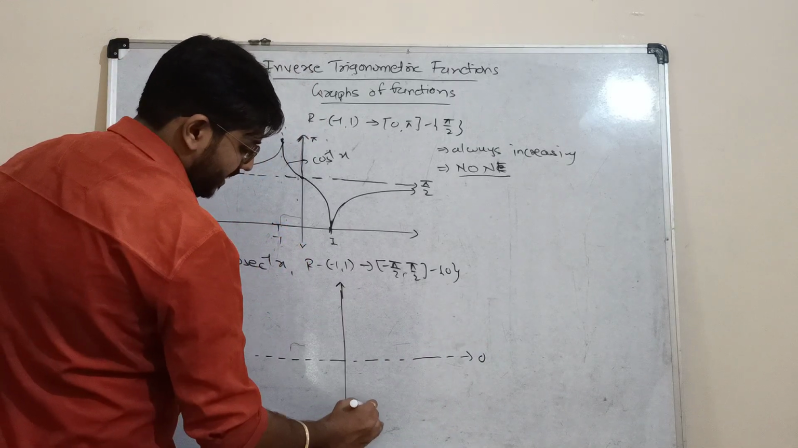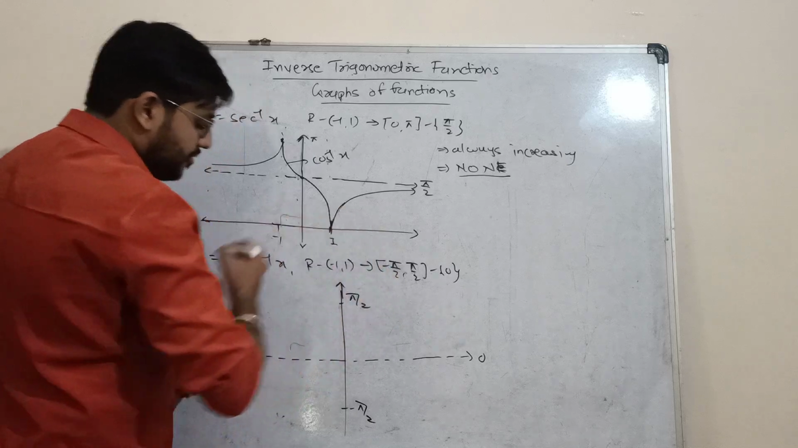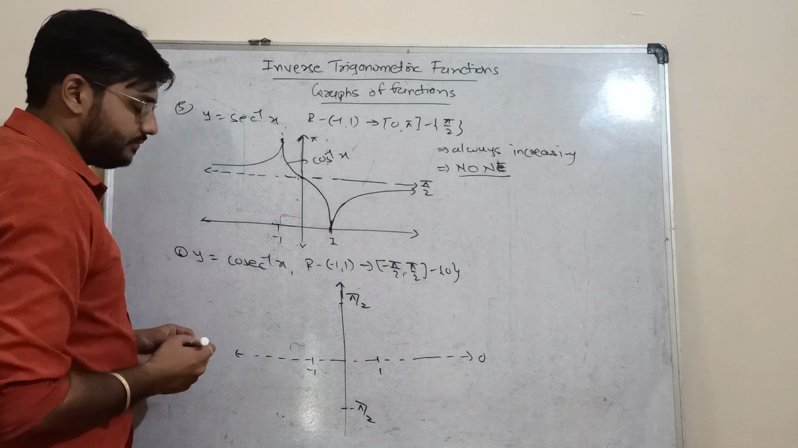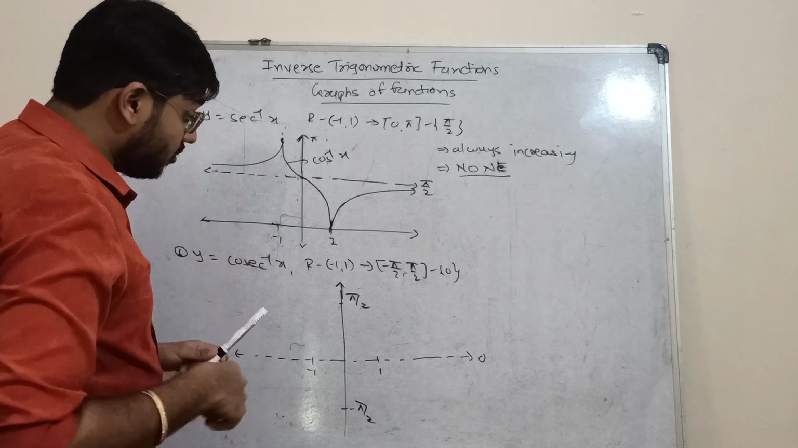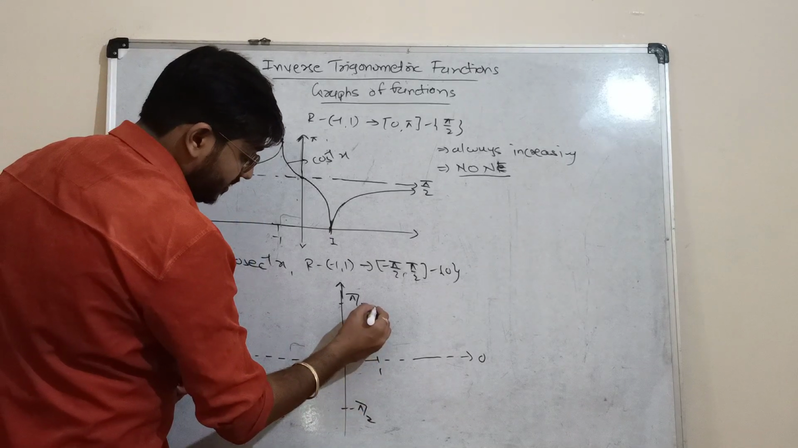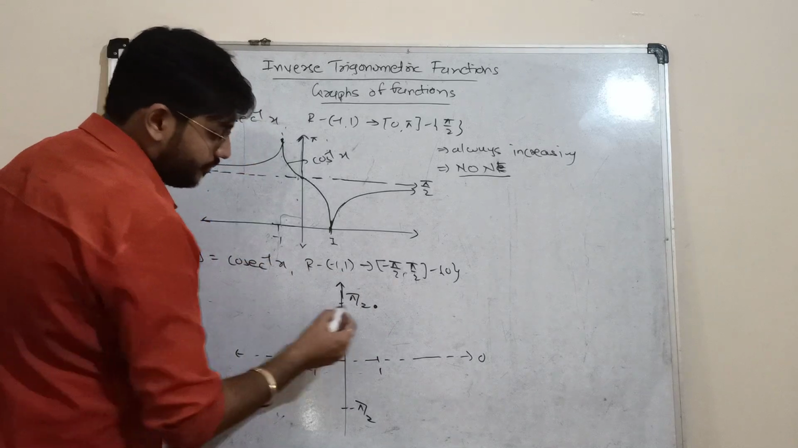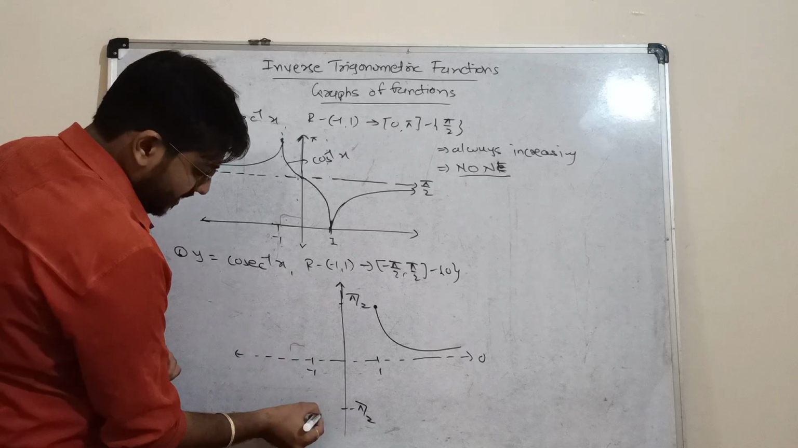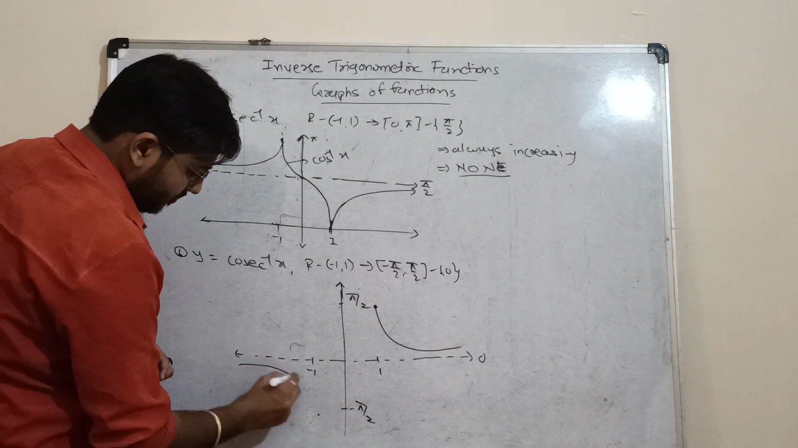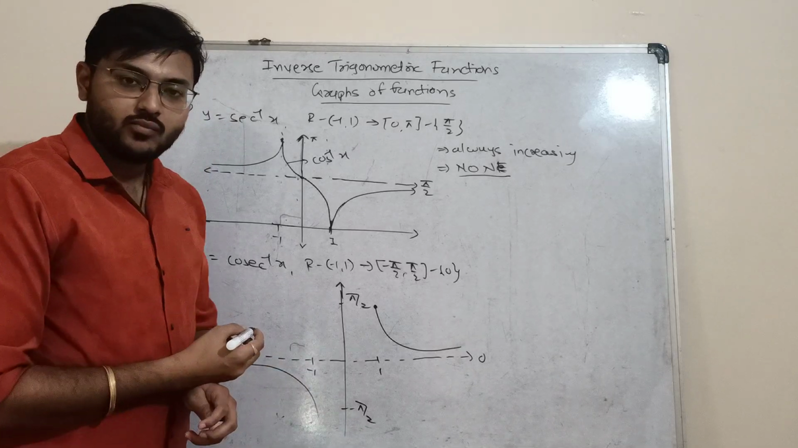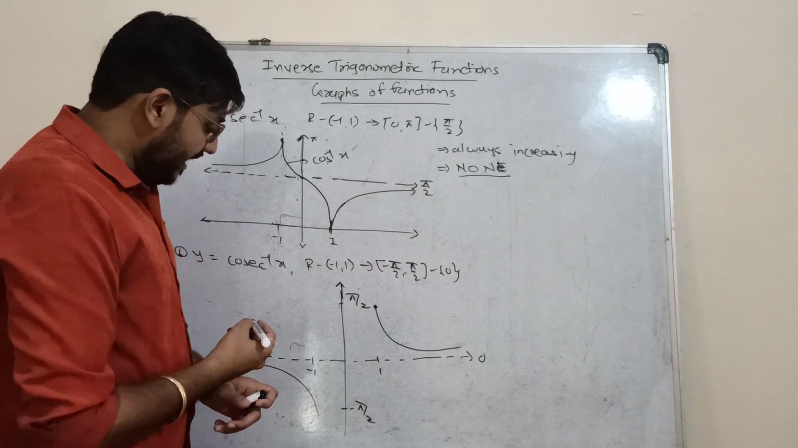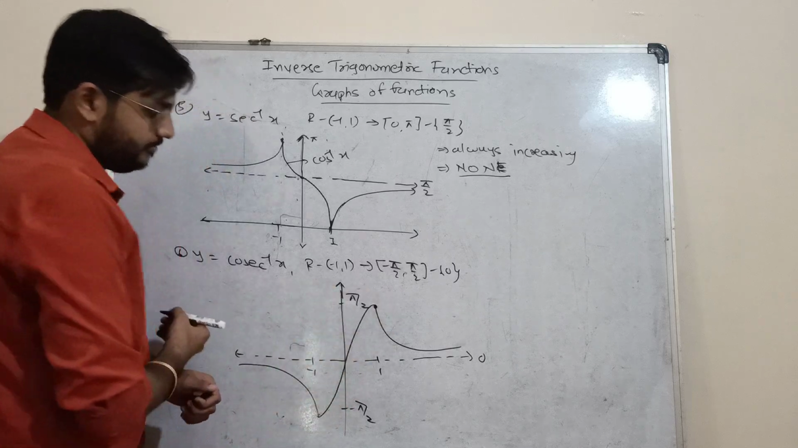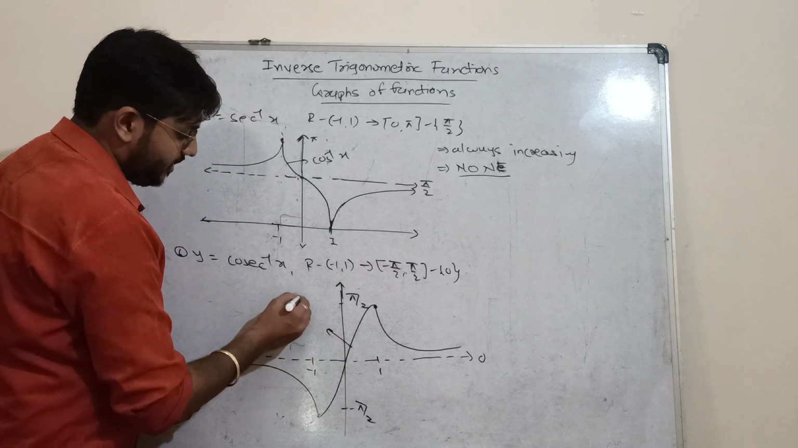Here the point is minus pi by 2, here the point is pi by 2, here it is 1, and here it is minus 1. Okay, so at 1, cosec inverse x has answer pi by 2, so it will be considered something like this, and at minus 1 it has answer minus pi by 2, so it will be something like this, right? And in between them, the graph of sine inverse is something like this. This is the graph of sine inverse x.